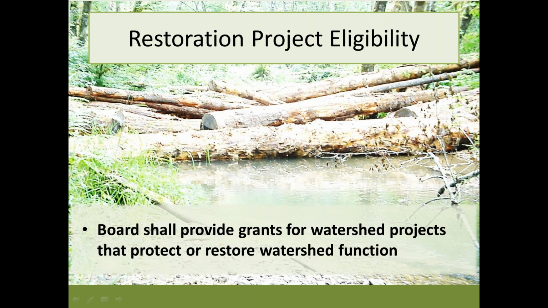So first, I'd like to talk about restoration project eligibility. In our rules, it says that the board shall provide grants for watershed projects that protect or restore watershed function. And our rules go on to define watershed function, which is the processes that support a healthy watershed ecosystem. And watershed health is the condition of a watershed as measured by the ability of the watershed to capture, store, and release water, transport sediment and nutrients to provide clean water, quality fish and wildlife habitat, and adequate stream flows.